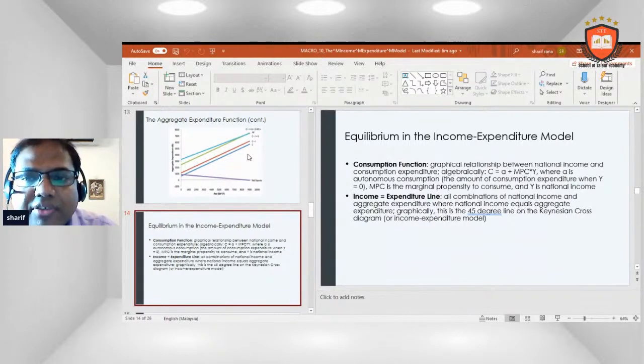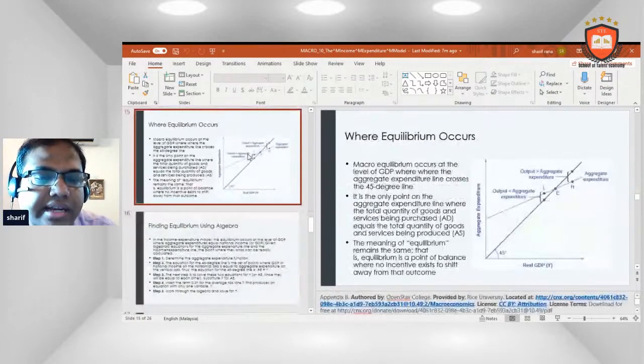Consumption function. The graphical relationship between national income and consumption expenditure, algebraically: C equals A plus MPC times Y, where A is autonomous consumption, the amount of consumption expenditure when Y equals 0, MPC is the marginal propensity to consume, and Y is national income. Income expenditure line: all combinations of national income and aggregate expenditure where national income equals aggregate expenditure. Graphically, this is the 45-degree line on the Keynesian cross diagram.